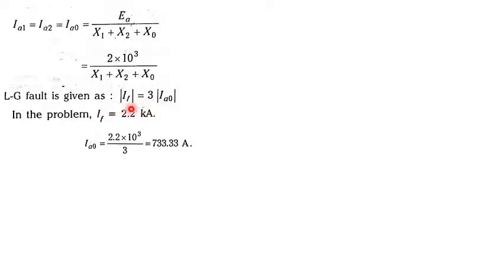Substitute this 2.2 kiloamperes and find out IA0. We will get 733.33. Substitute these values in this equation, because we already know X1 is given, it is 2 ohm, and we also calculated the X2 value, that is 0.434, and X0 is nothing but 0.253 ohm.